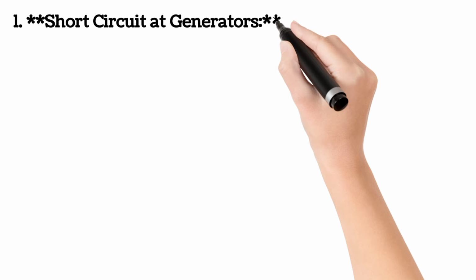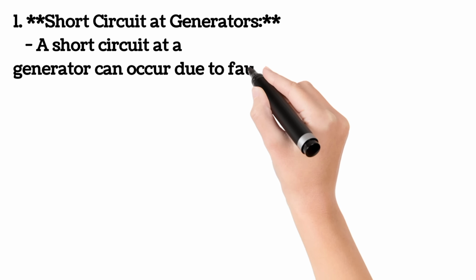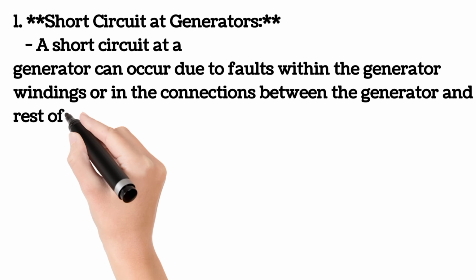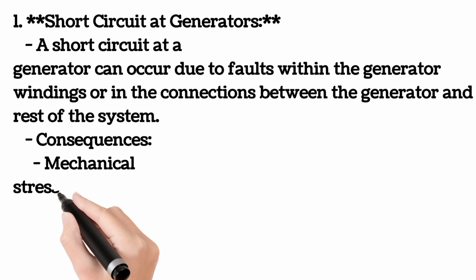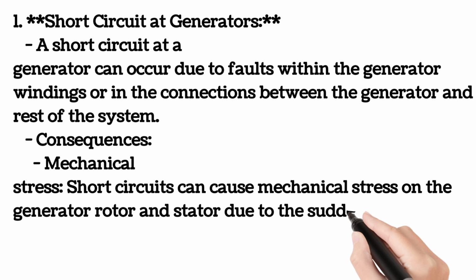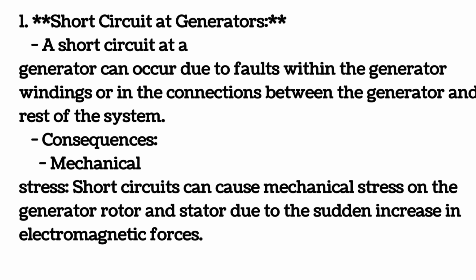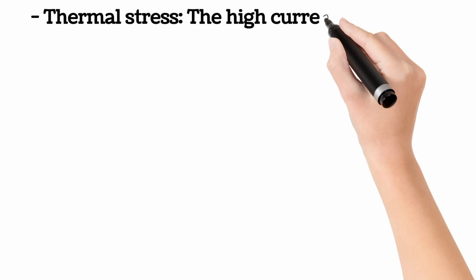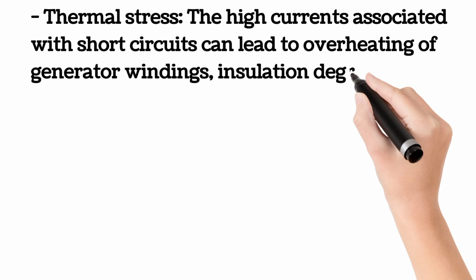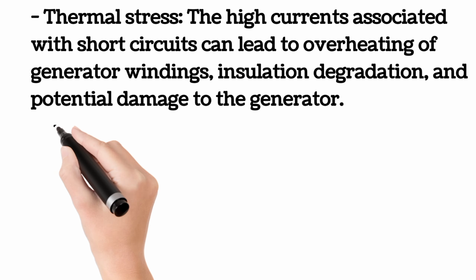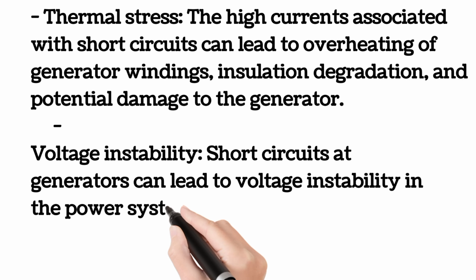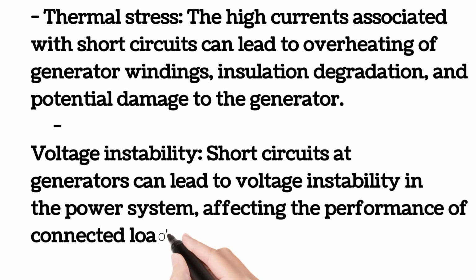1. Short circuit at generators. A short circuit at a generator can occur due to faults within the generator windings or in the connections between the generator and the rest of the system. Consequences. Mechanical stress. Short circuits can cause mechanical stress on the generator rotor and stator due to the sudden increase in electromagnetic forces. Thermal stress. The high currents associated with short circuits can lead to overheating of generator windings, insulation degradation, and potential damage to the generator. Voltage instability. Short circuits at generators can lead to voltage instability in the power system, affecting the performance of connected loads and other generators.